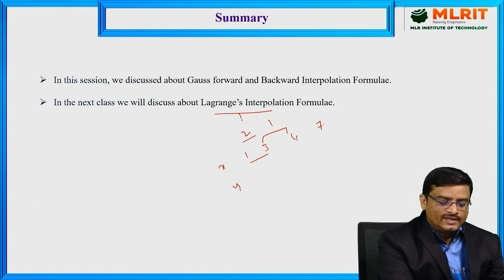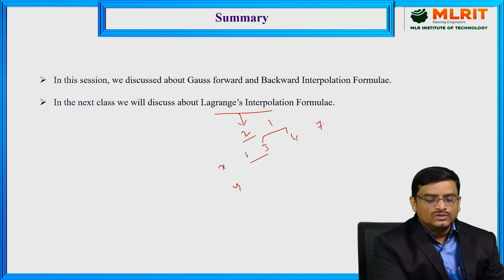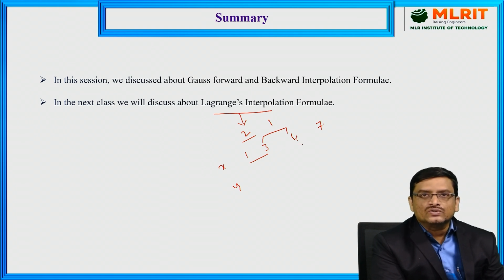This Lagrange's interpolation formula is used to find the value of y at a given particular value of x whenever the x values are unequally spaced, or whenever the x values have unequal differences between them. This concept we will discuss in the next video.